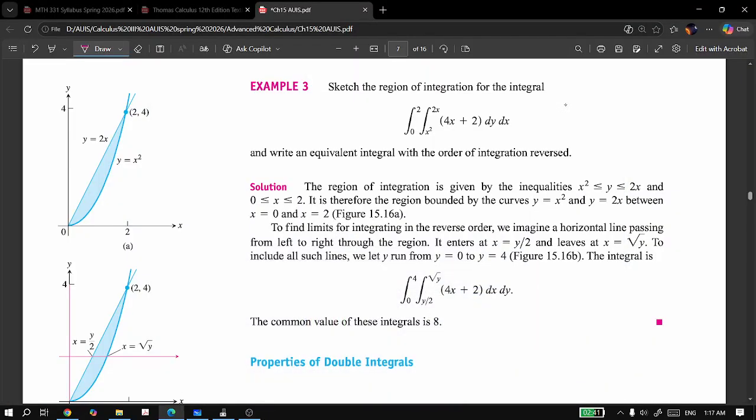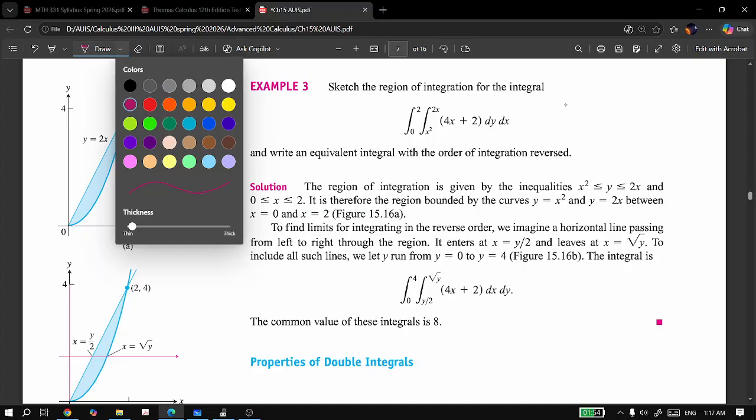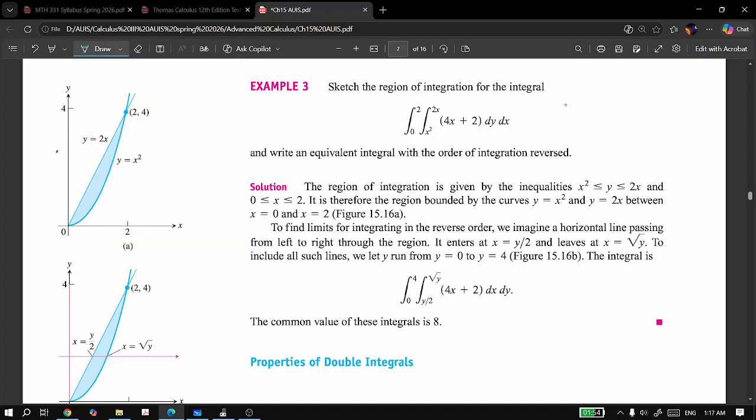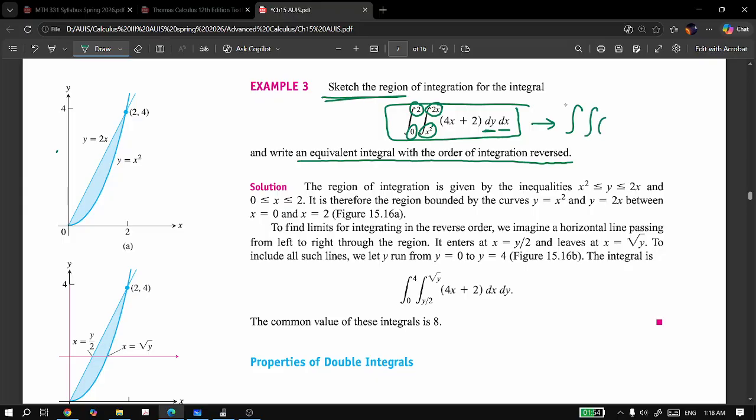Okay, so now we have got example 3. Example 3 doesn't require us to evaluate this integral that we have got. The integral with its limits is given to us. It says sketch the region of the integration, and then write an equivalent integral with the order of integration reversed. Here the integration is given to us as dy dx. It's required from us to change that order of integration with the same function to dx dy. So let's see how we can do that.